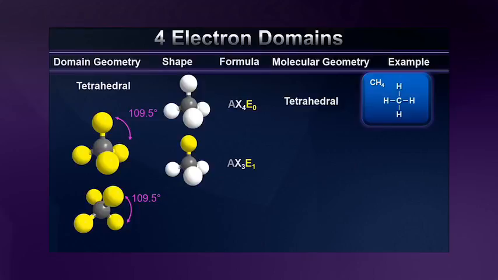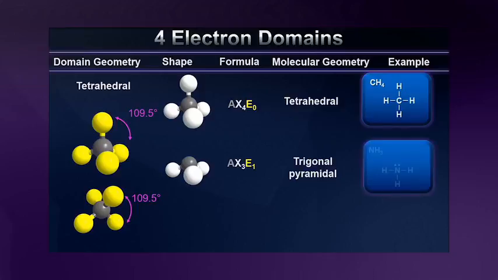Now, if I do my Jedi mind trick one more time here, take those electrons away. Those aren't the electrons I'm looking for. I get a shape that looks a bit like a pyramid. So this would be called trigonal pyramidal, sometimes pronounced trigonal pyramidal. You'll hear it both ways. Example of a molecule that has this geometry is ammonia.